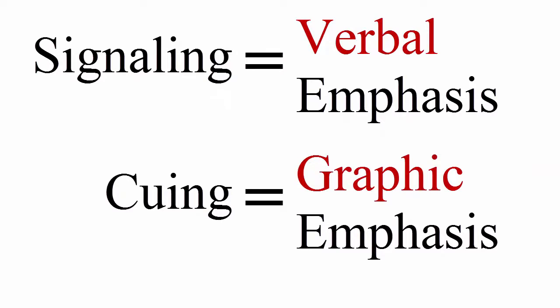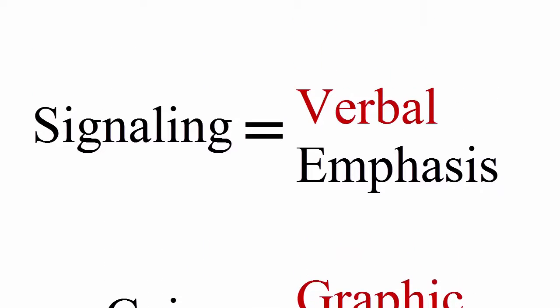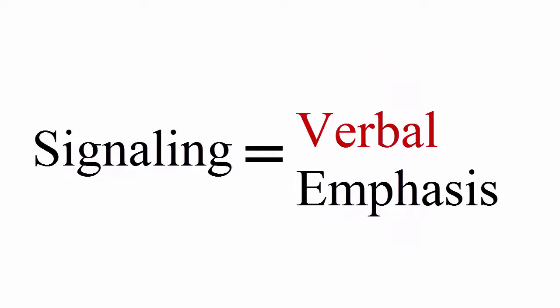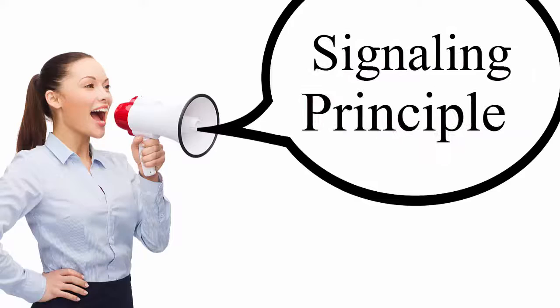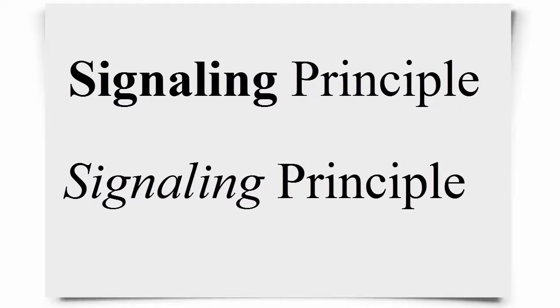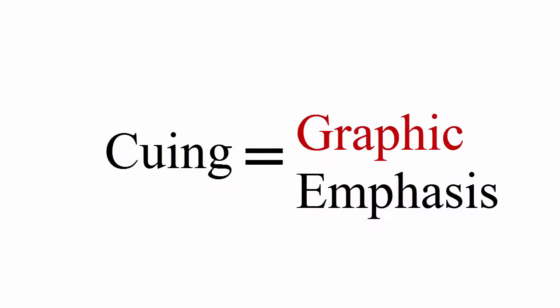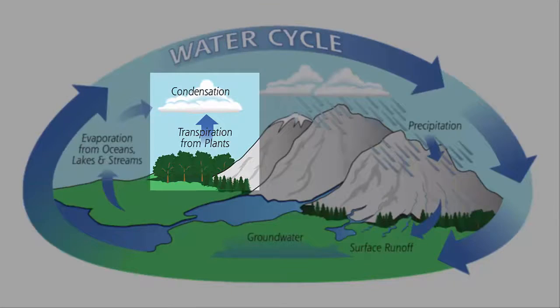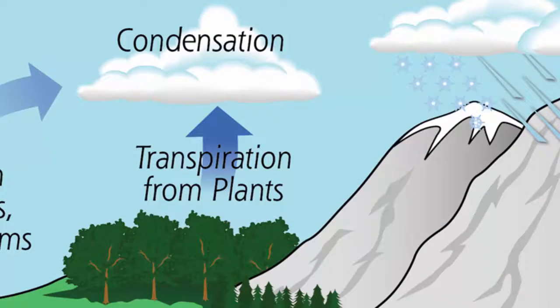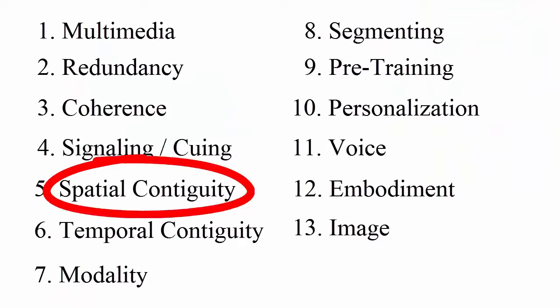So when I said, "Hell no!" that was my signaling technique to emphasize the idea I was trying to teach. Simply stressing key terms or important phrases is also a signaling technique. In written text, using bold or italic face is also a signaling technique. Some of the techniques of cueing include highlighting an important part with a circle, arrow, underline, spotlight effect, and zoom-in effect.